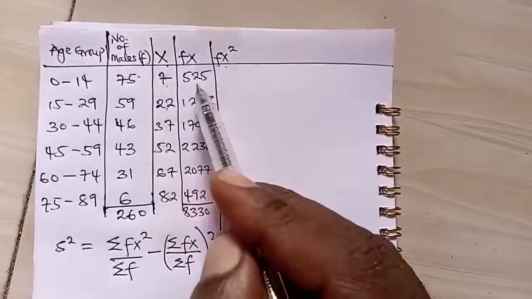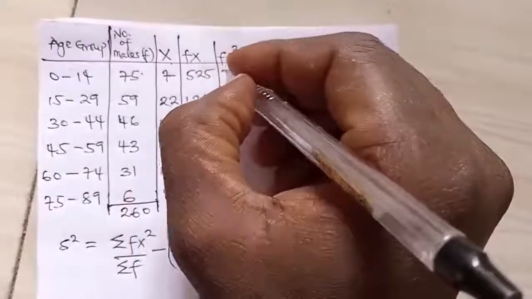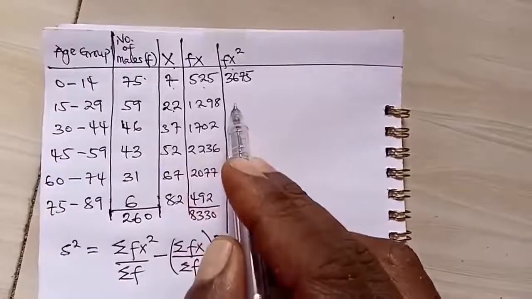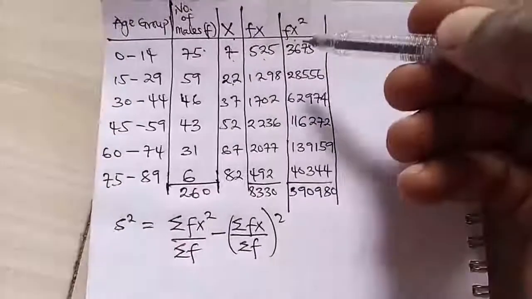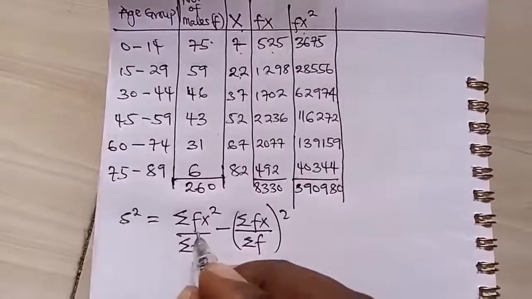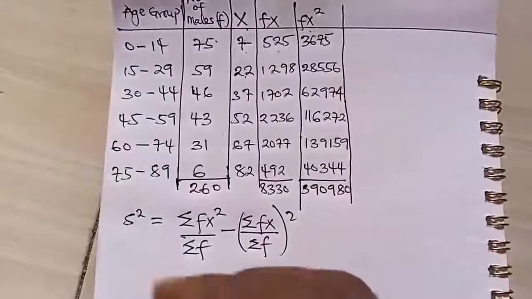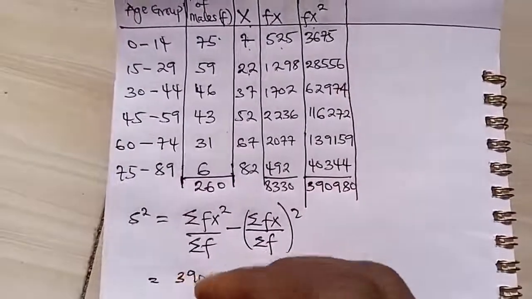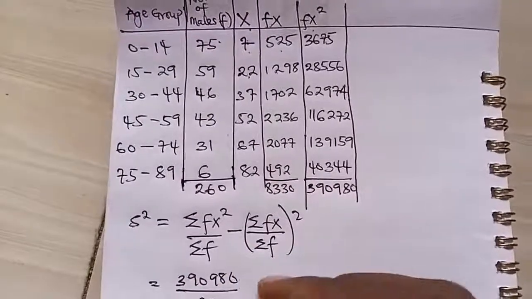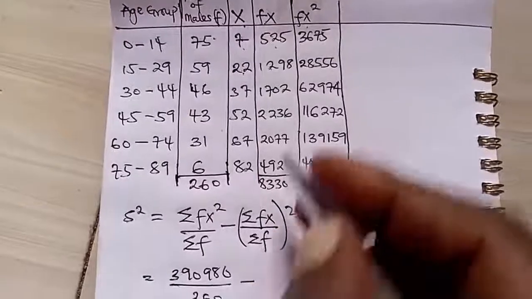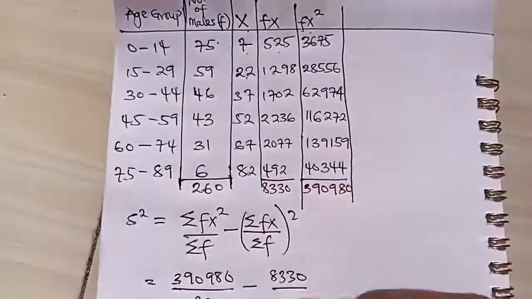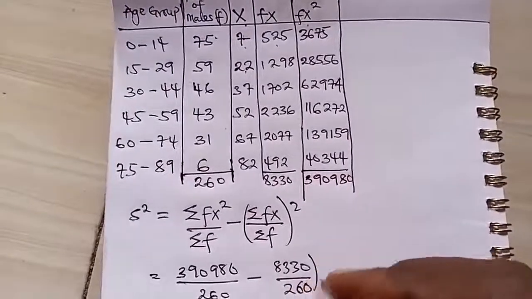So 7 times 525 is going to give us 3675. So that's what we'll be doing. This times this will give us this, this times this. By the time we compute all of that and sum all of them, we're going to get this. Therefore, this formula becomes summation fx squared, which is 390980, over summation f, which is 260, minus summation fx, which is 8330, over summation f, which is 260, all squared.